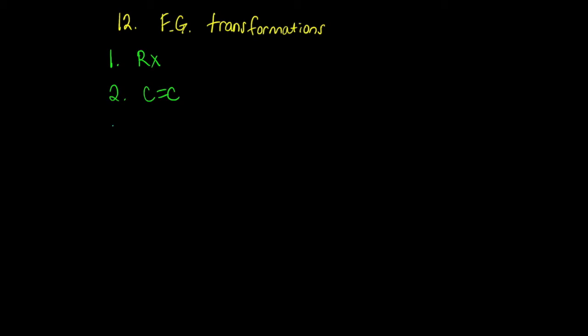Now, the book gets into pretty much what we've already talked about before. 12.2 talks about functional group transformations. Okay, so as a review here, let's just talk about the different functional groups we've talked about. We've talked about alkyl halides, alkenes, alkynes, and alcohols.